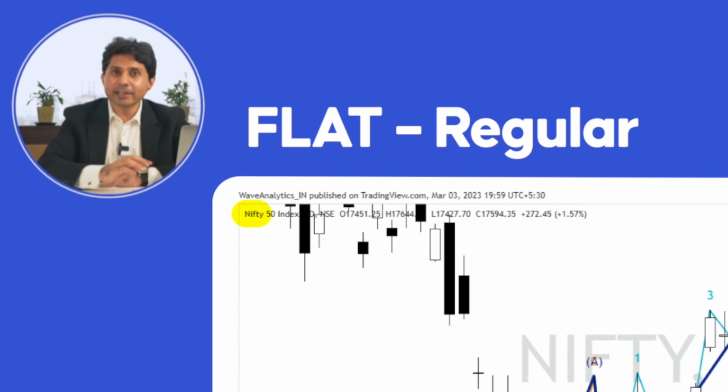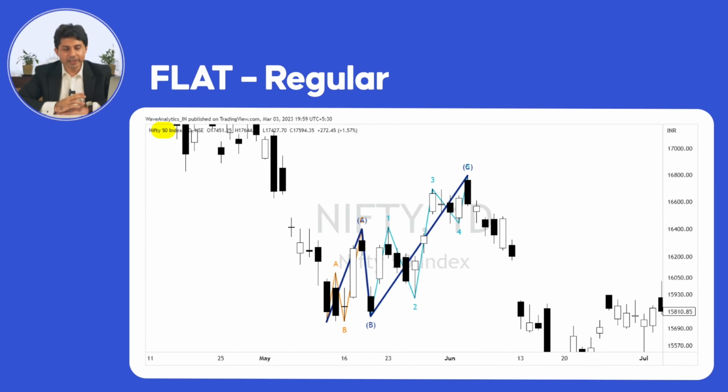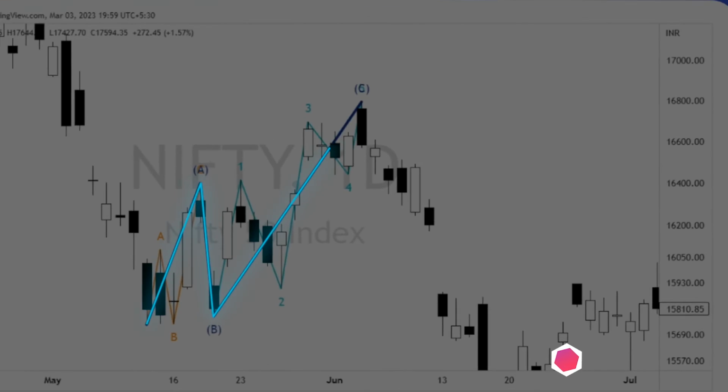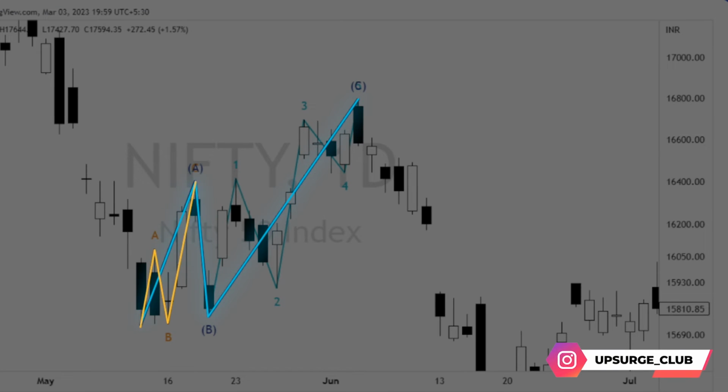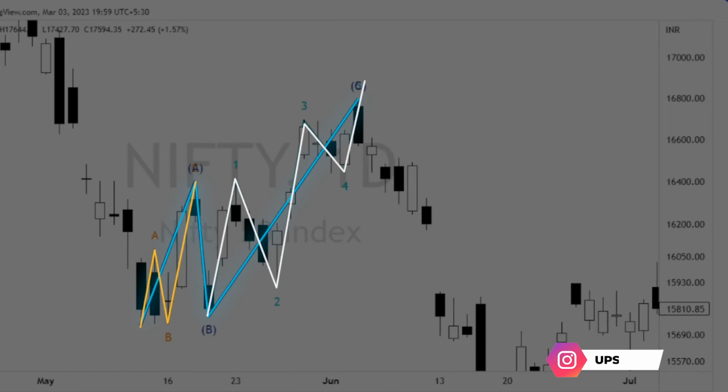This is a regular flat that happened on Nifty. It's a very clear formation. As you can see, the A had an ABC formation, B was a sharp corrective, and C had an impulse formation. This was a regular flat.